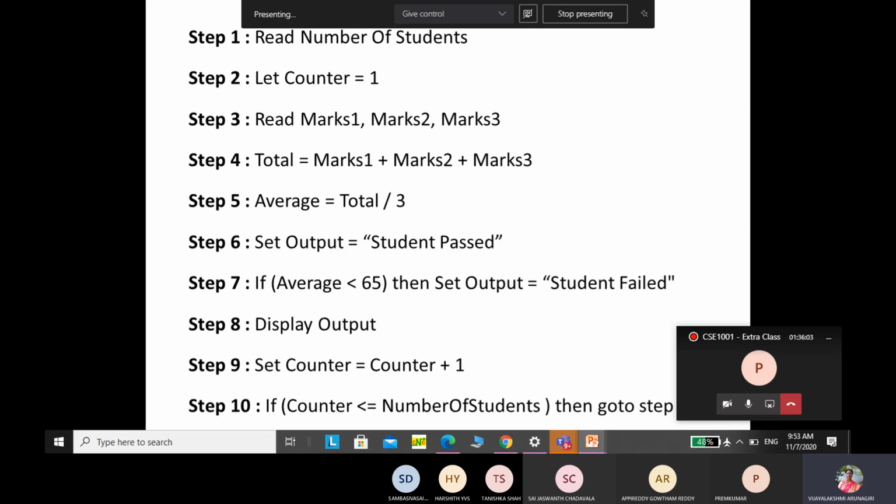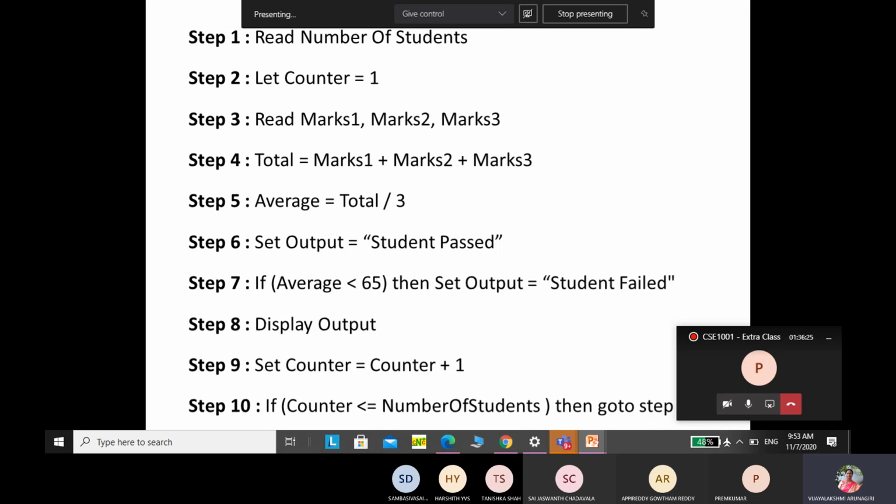First I have to repeat this procedure many times, which means first I have to know how many students I am going to calculate the result for. In my class, maybe 20 students or 30 students or 40 students. So first I have to read how many students I want to calculate. And in computer terminology, it's very challenging.